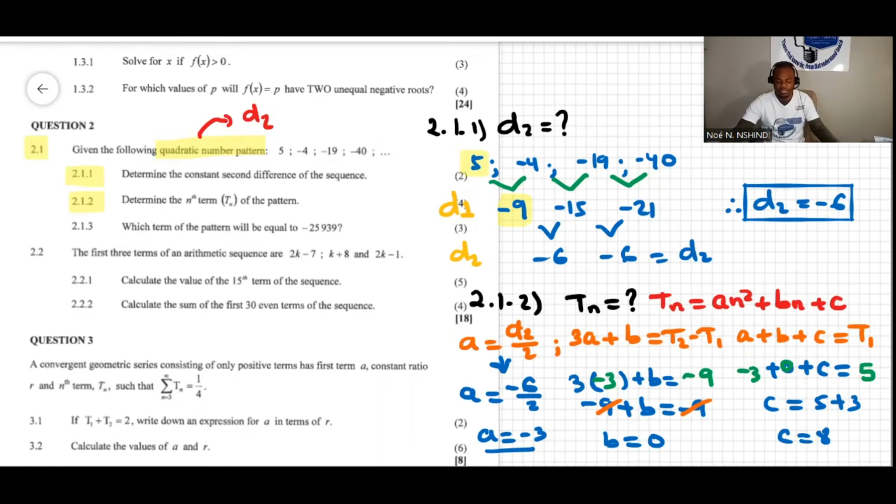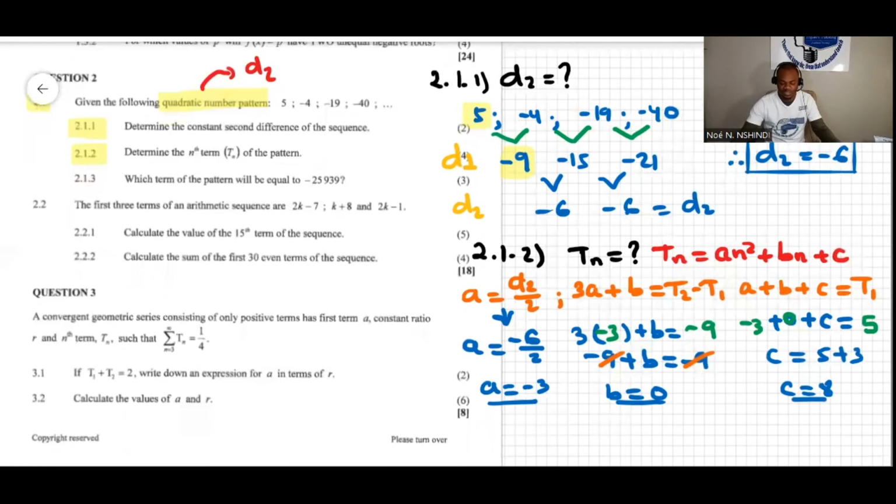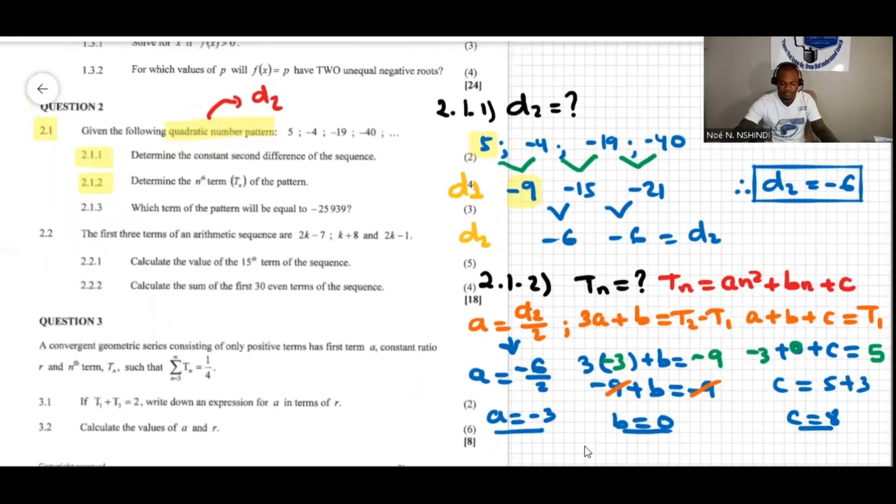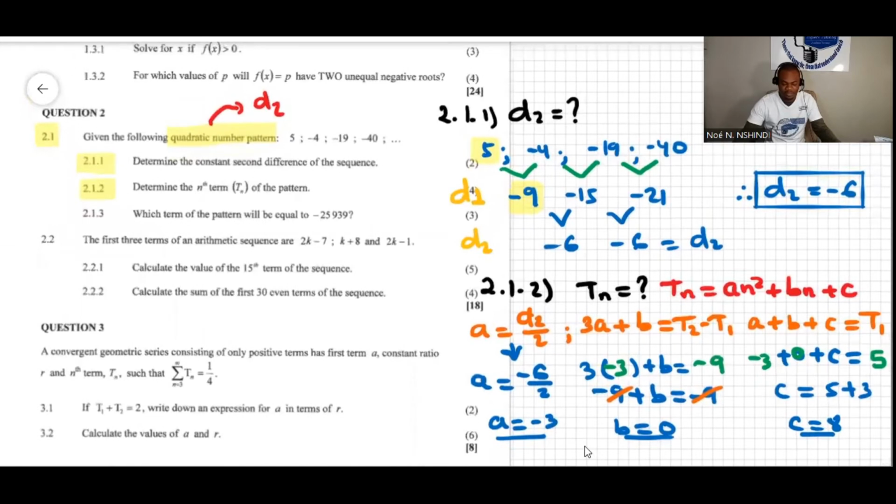Now that we have the values of a, b, and c, we can work out Tn by substituting the values of a, b, c in this quadratic pattern here. So I'm going to write it like this: Tn will be equal to negative 3n squared. I don't need to write 0n because that's just 0, so negative 3n squared plus 8. That's the value of Tn.